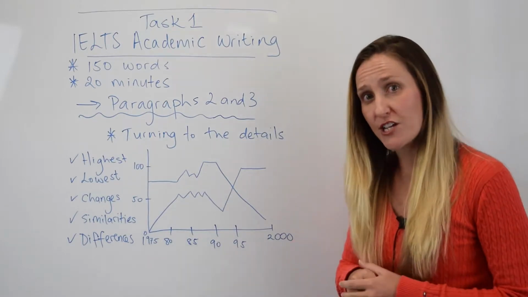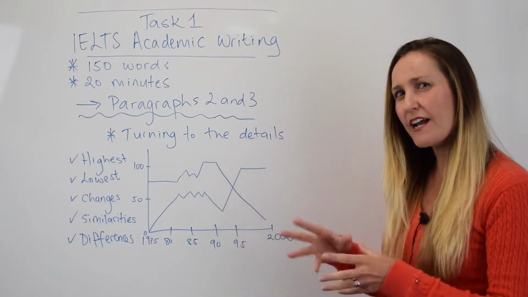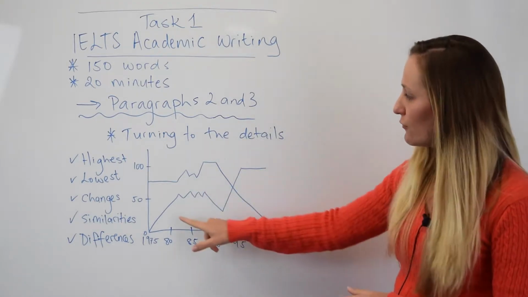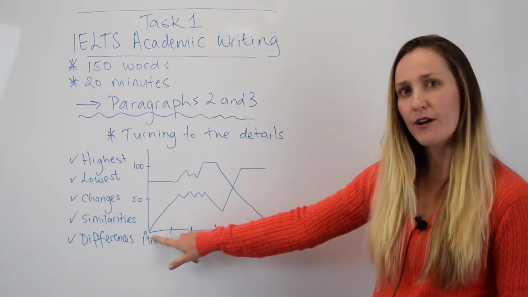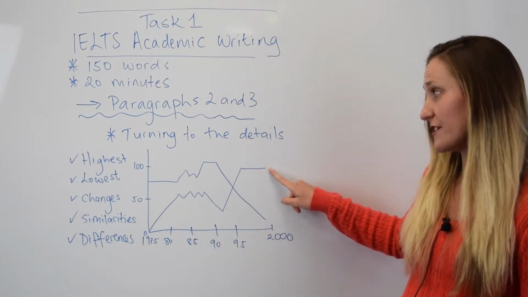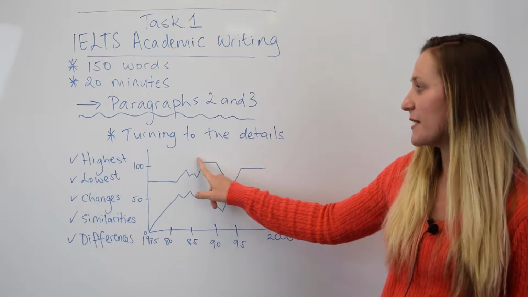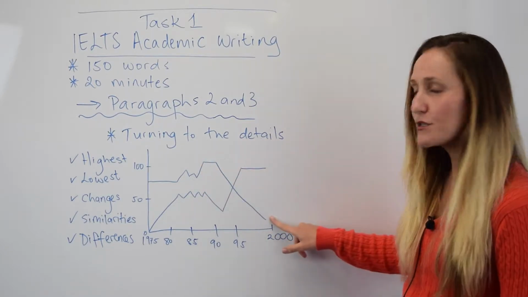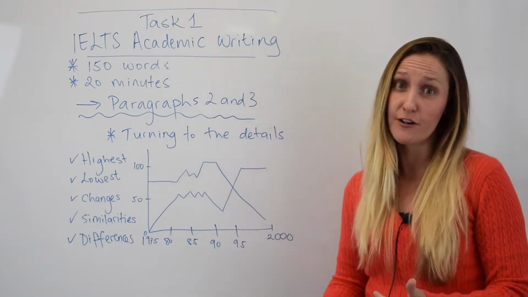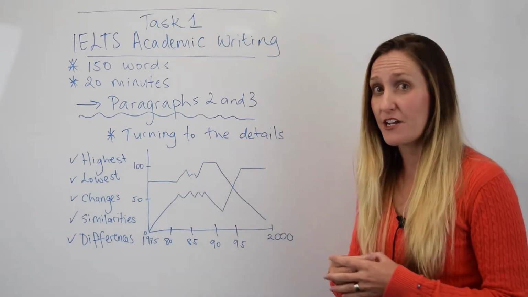Alright, so my first suggestion, when you're looking at a graph like this, which has 2 different lines, you want to try and identify the highest and lowest points for each line. So of course, for this first line here, the lowest point is at the beginning of the time period, and the highest point is at the very end of the time period. For this line here, the highest point is in the middle of the time period, and the lowest point is at the end. So it would be important to comment on the highest and lowest figures and also make sure that you actually give the numbers to support the statements that you're making.